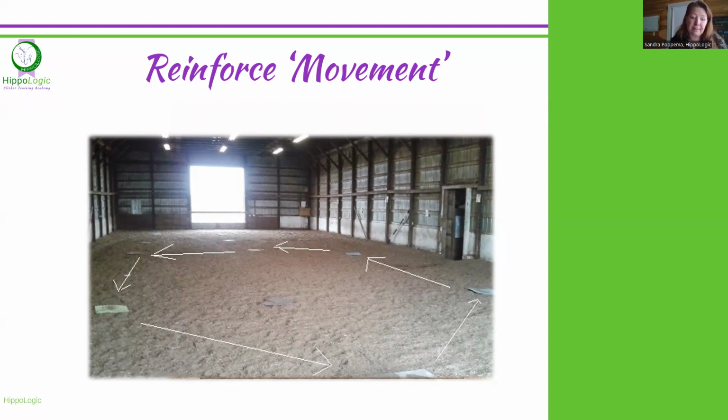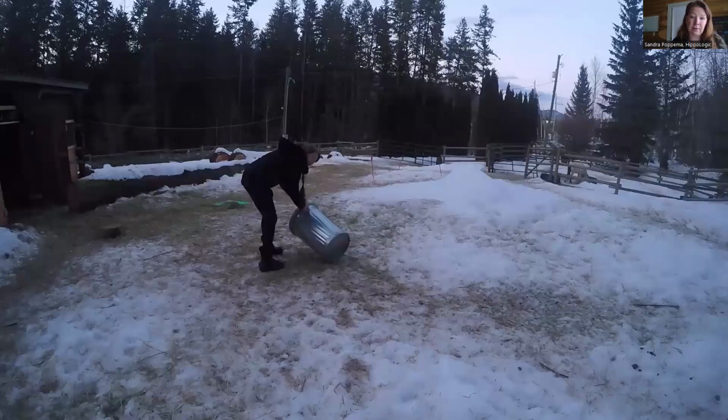So take a cone, a bucket, or whatever you have available. In my case, it was a metal feed bin. And let's take a look how quickly Fionn learned to move around an object. And this is my first session of teaching him to go around an object.